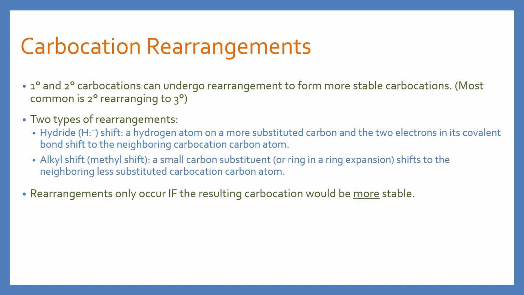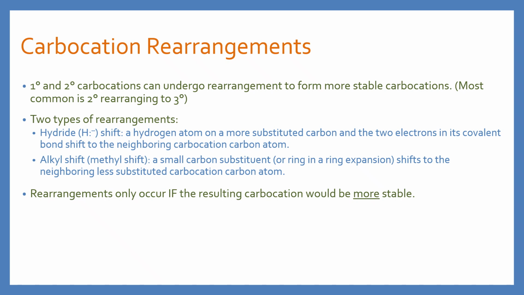This is called a hydride shift because we are moving a hydrogen and also 2 electrons, which gives it a negative charge. This is a hydrogen atom on a more substituted carbon, and the 2 electrons in its covalent bond are going to shift to the neighboring carbocation carbon atom.